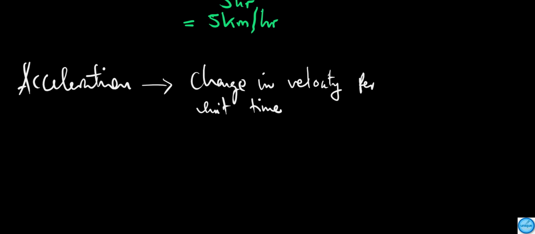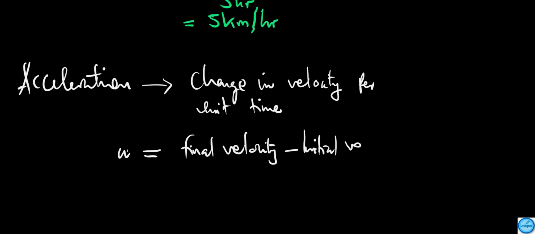And the formula which we use to find the acceleration A is the final velocity minus initial velocity, divided by the time taken to change that velocity.